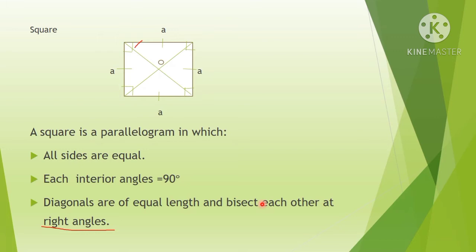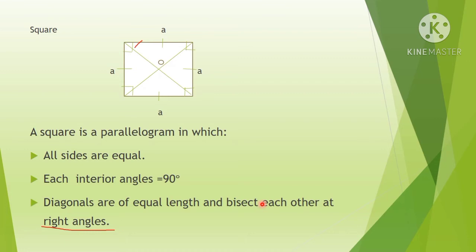Look here in this square. This is 90 degrees. This is 90 degrees. All the angles are 90 degrees. So the diagonals are of equal length and bisect each other at right angles. Here the diagonals are perpendicular bisectors. Right angles mean perpendicular, right? In another way they may ask that the diagonals bisect each other perpendicularly. Perpendicular means 90 degrees. So the diagonals are of equal length and bisect each other at right angles.